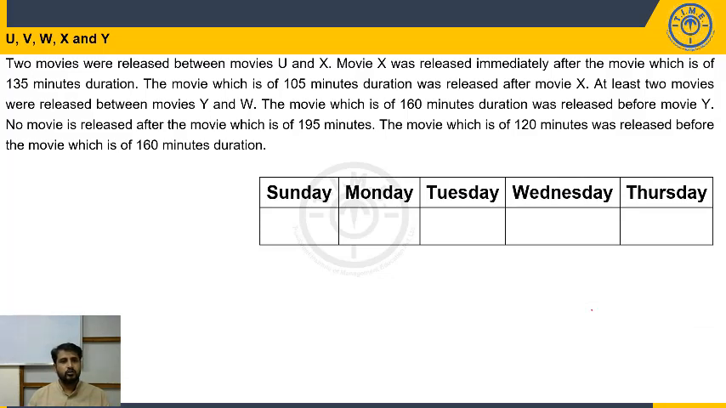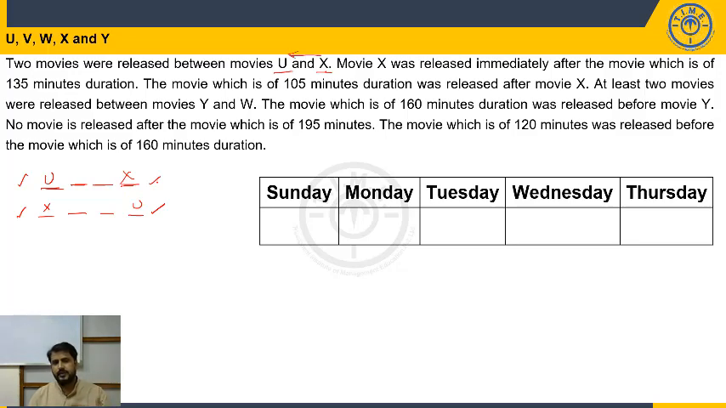What is given? Two movies were released between movies U and X. Two movies between U and X, but whether U is released before X or X is released before U, that we don't know. So U, two gaps, X, or X, two gaps, U. X may be the last, or U may be the last, or U may be the first, or X may be the first movie to release. That we don't know, because we have one more movie to place. We have only an arrangement of 4 movies, so one more movie can be here or here. So it leads to 4 possibilities.